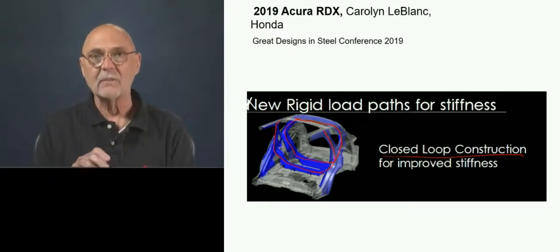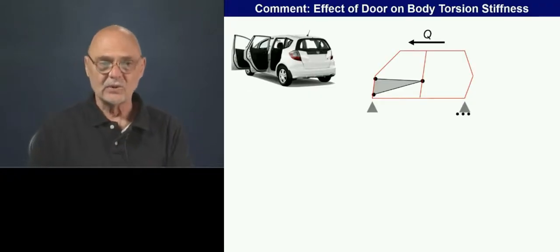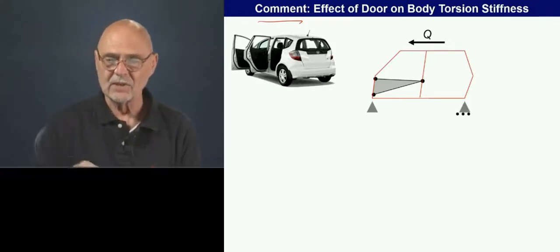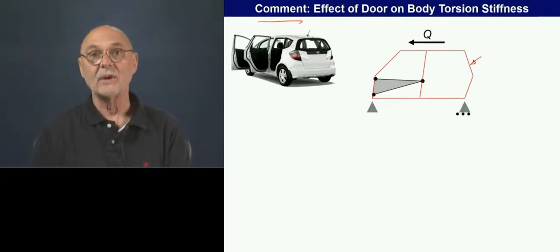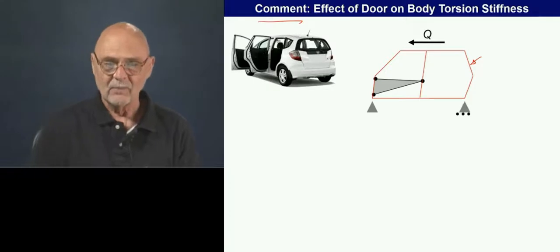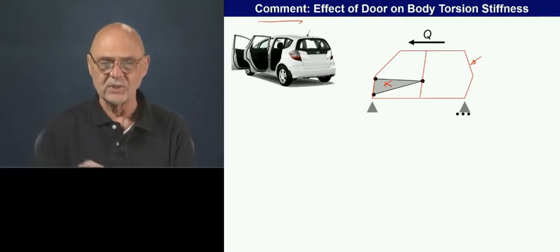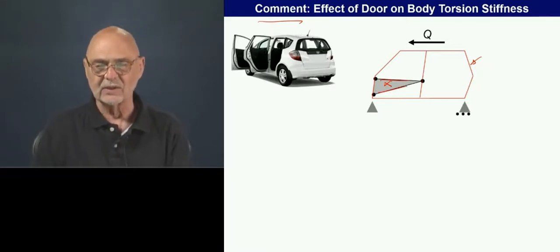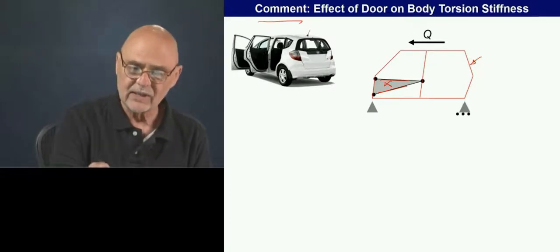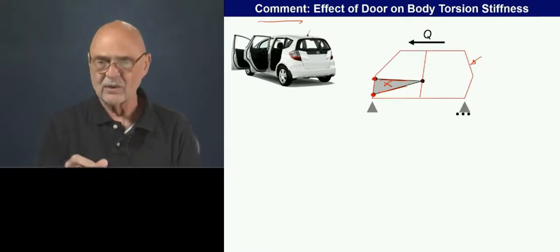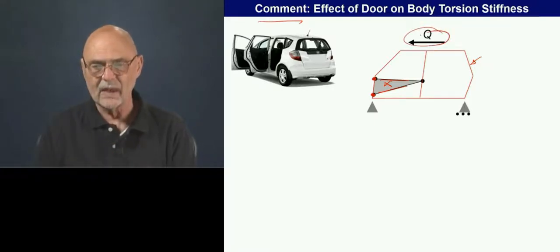One last area that I want to talk about is, you might notice that when we made our models, we didn't have doors in them. So I just want to make a comment here about the effect of doors on body torsional stiffness. Let's imagine that we took our side frame that we looked at before without a door, but now put a door in it. Here we're going to say that the door structure is very rigid. We're going to simulate it by just this little triangular structure here. We're going to say that it's very well attached at the hinge pillars, and then we're going to apply our load Q here and see what happens.